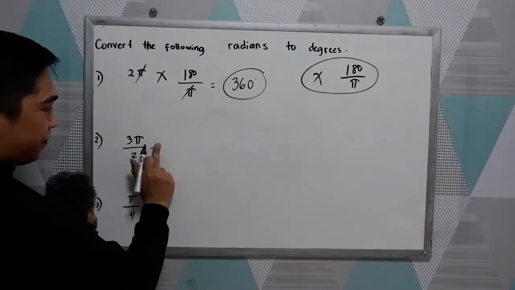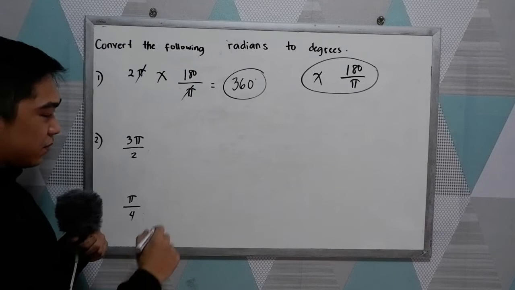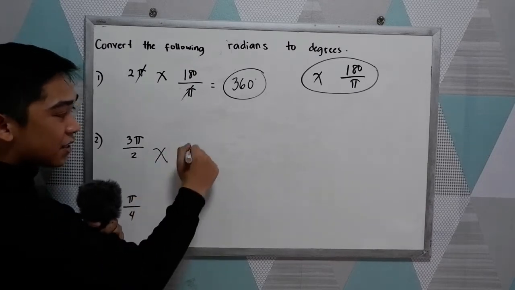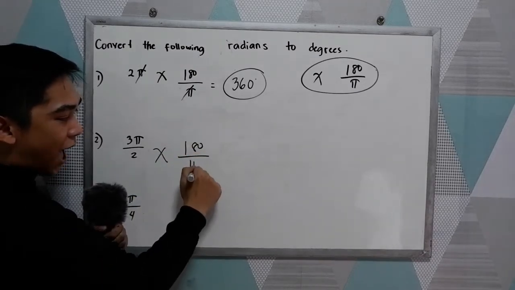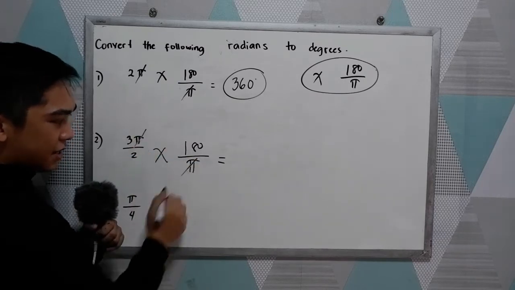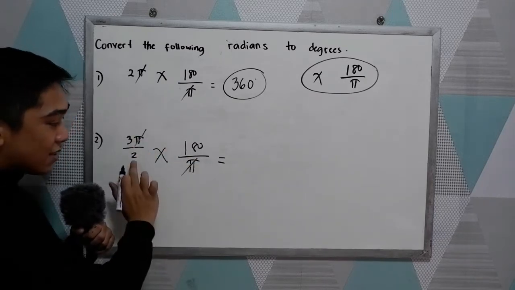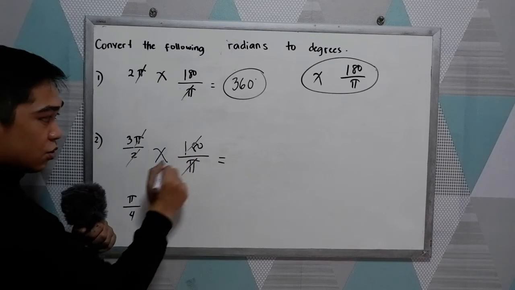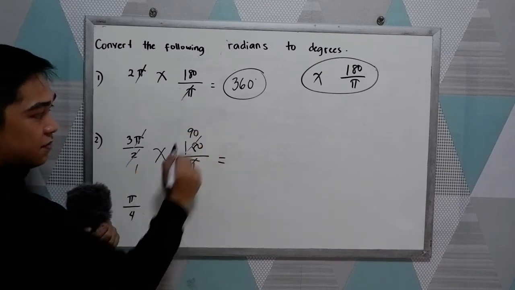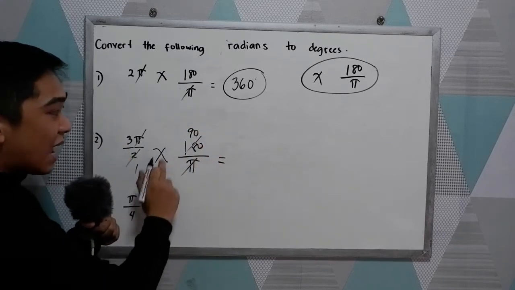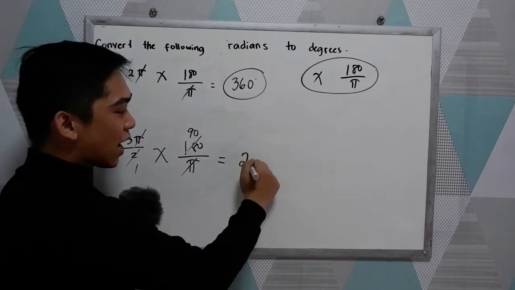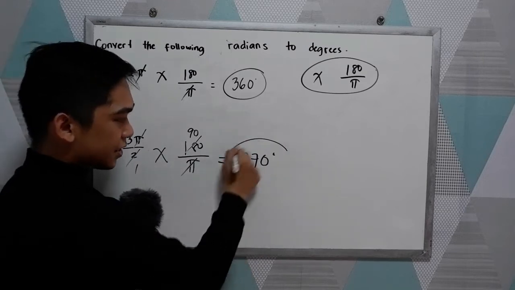Next, number 2, 3 pi over 2. Same step, multiply it by 180 over pi. So cancel pi. We can also cancel 2 and 180. So we have 1, then 90. Now we have 3 times 90, that is 270 degrees.